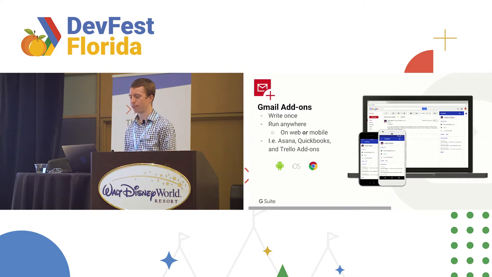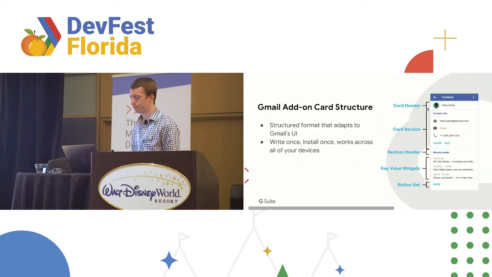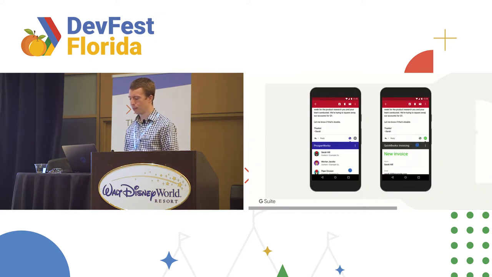Gmail add-ons allow you to write these add-ons on desktop and mobile. So for example, with Asana, QuickBooks, Trello, they've all written add-ons that you can just download as many applications within Gmail. The structure looks like this. You have a defined card where the UI is a little bit more rigid, but it allows you to have applications that work on mobile too. So here are some examples. Prosper has a contacts app, and with QuickBooks, you can automatically invoice your Uber rides, for example.